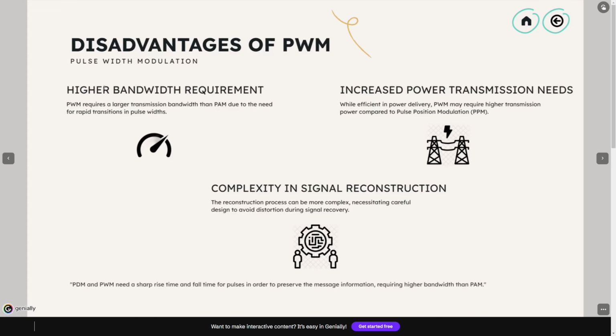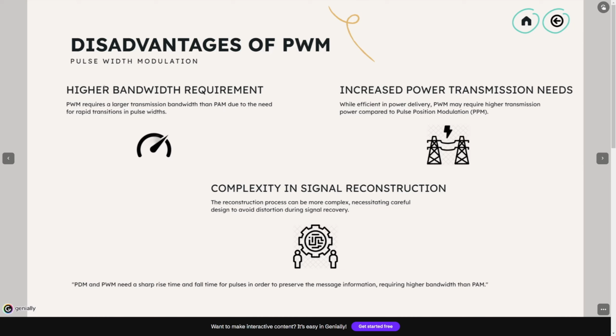So, what are the disadvantages of PWM? The first one is higher bandwidth requirement. PWM requires a larger transmission bandwidth than PAM due to the need for rapid transitions in pulse width. The second one is increased power transmission need. While efficient in power delivery, PWM may require higher transmission power compared to pulse position modulation, PPM.